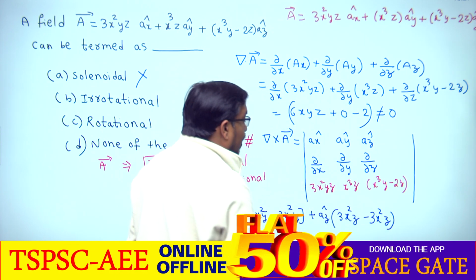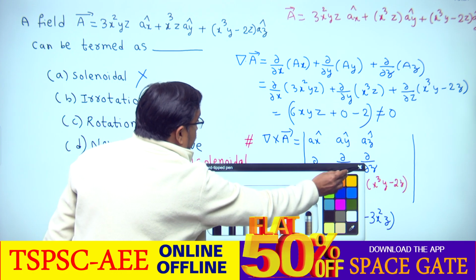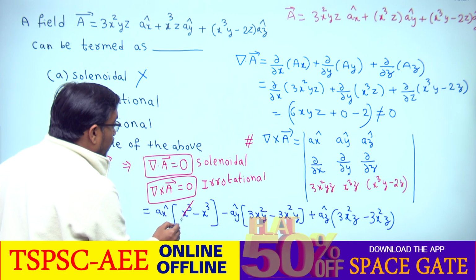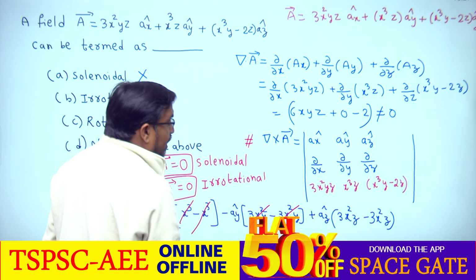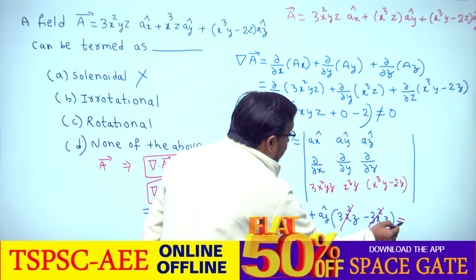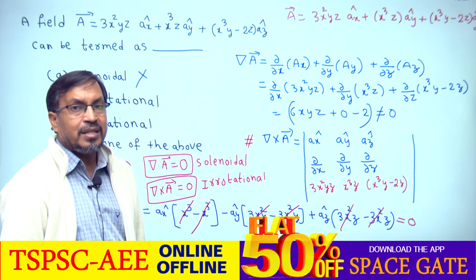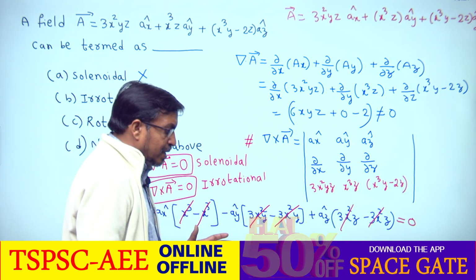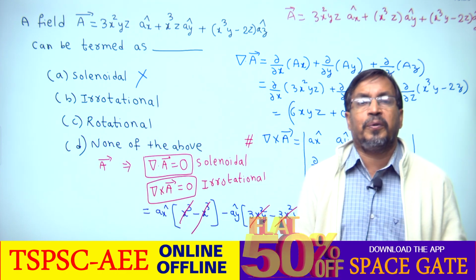This is the curl value. If you compare these three values, x cube minus x cube cancel, 3x square y cancel, 3x square z cancel. Therefore, the curl value is 0. The curl value is 0. Divergence is not equal to 0, but curl equals 0.